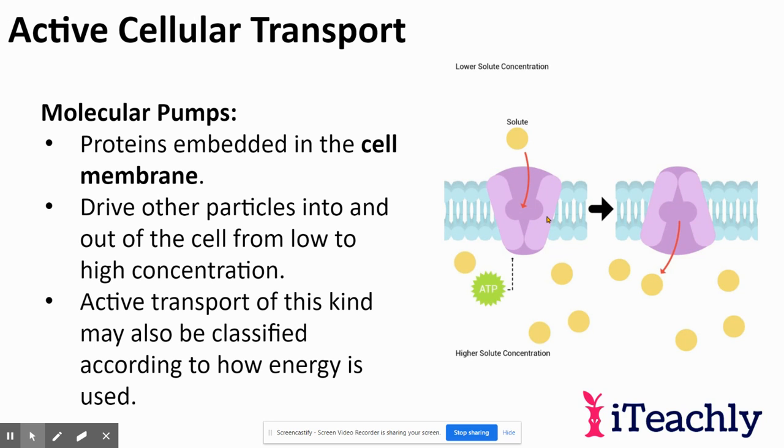So that's what this is showing you. It's moving against the concentration gradient. So this is low to high. It's moving against the concentration gradient, and it requires ATP.